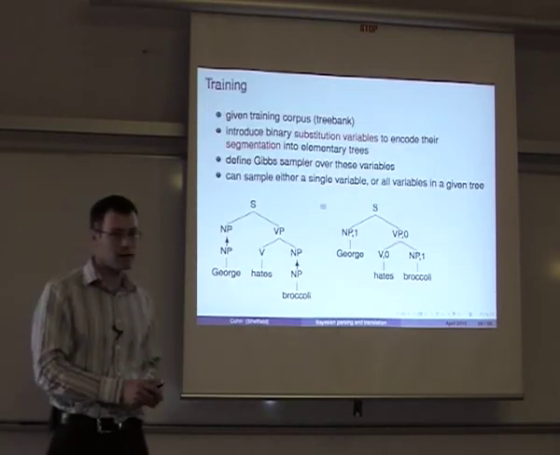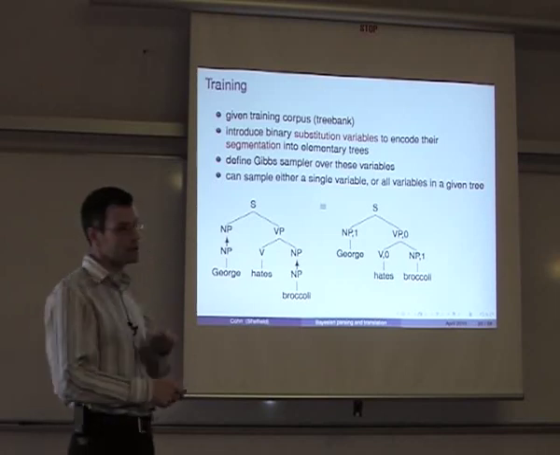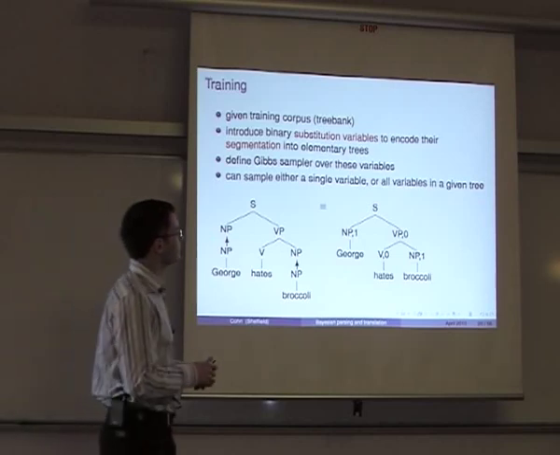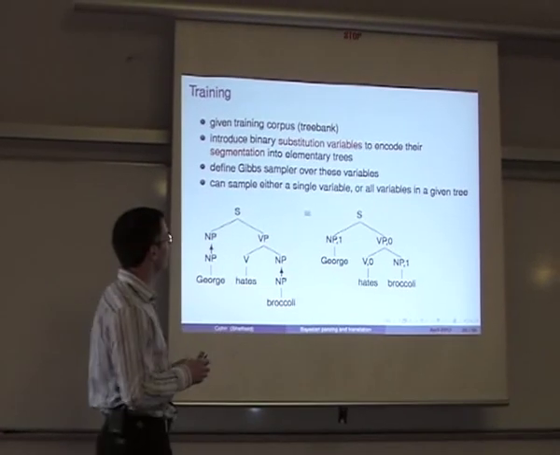Okay, so now how do we train this model? How do we do inference in it? So recall that we have a training corpus, the tree bank, and the idea is that we can actually do this very simply using a Gibbs sampler.